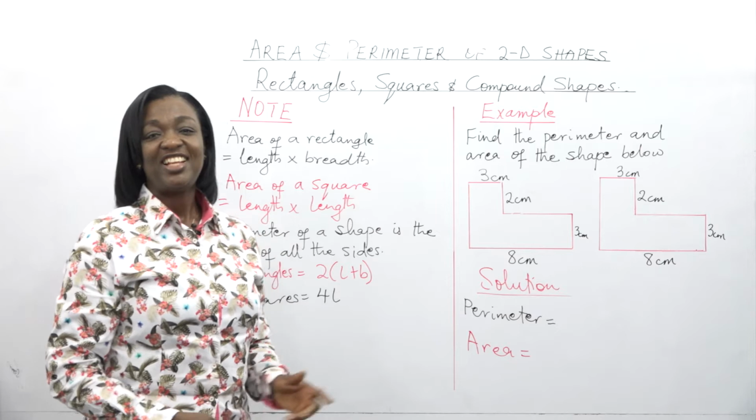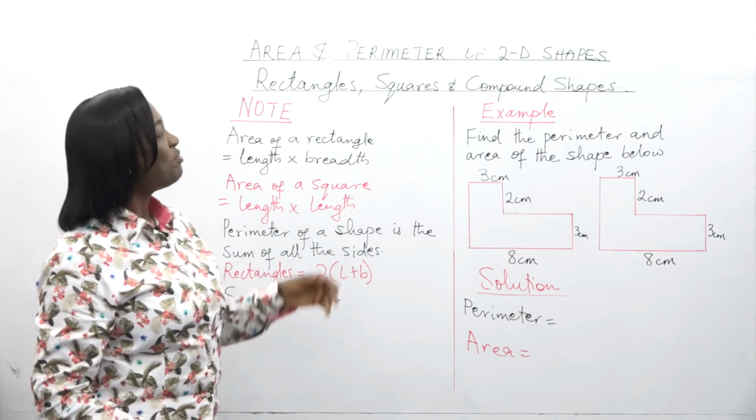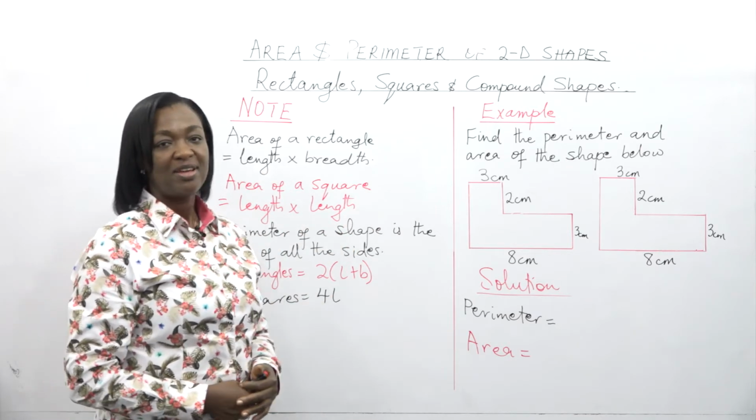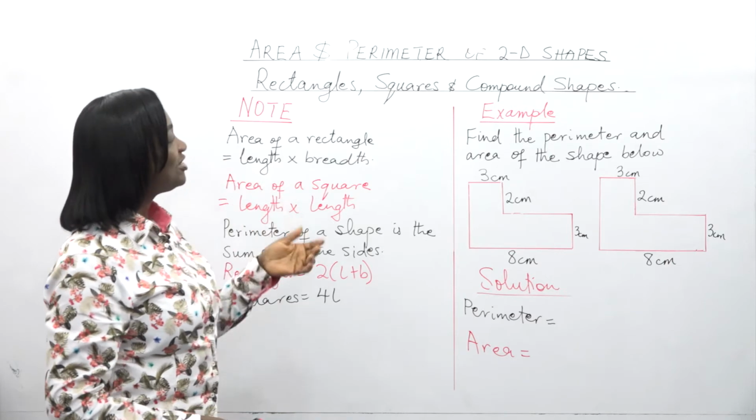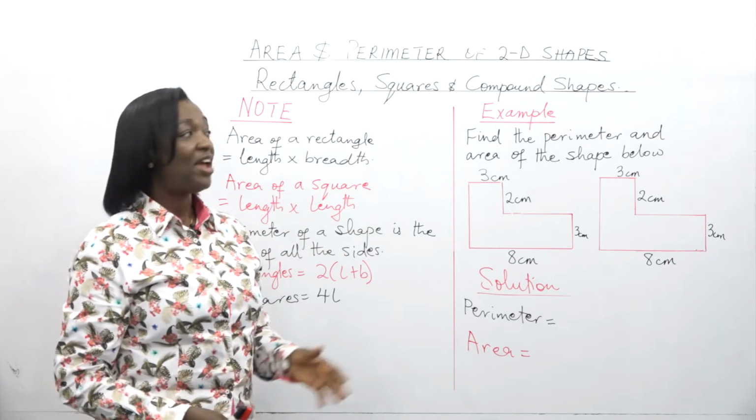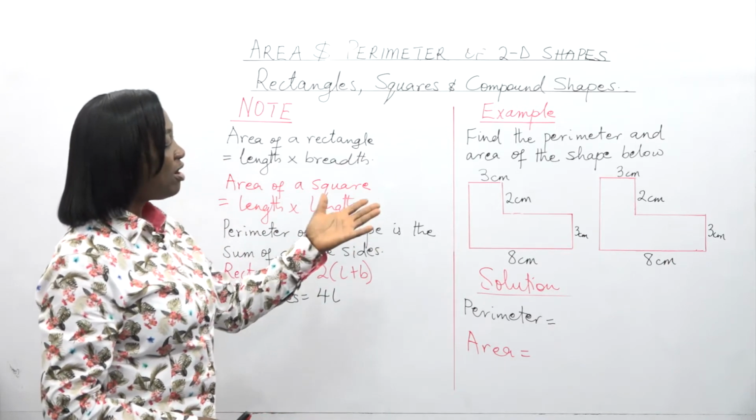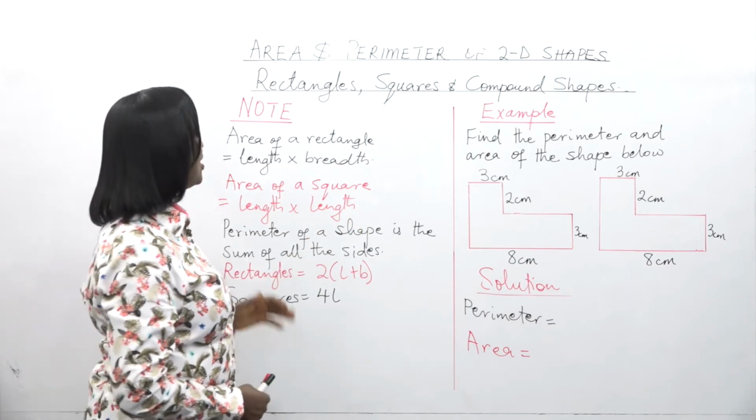Today's lesson is actually taken from Brilliant Maths Module 4. Let's go for a class. Today's lesson we'll be looking at area and perimeter of 2D shapes, precisely rectangles and squares, and then compound shapes made of rectangles and squares.